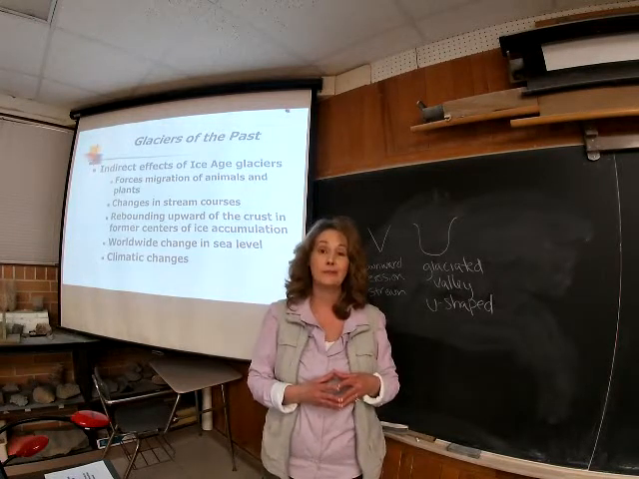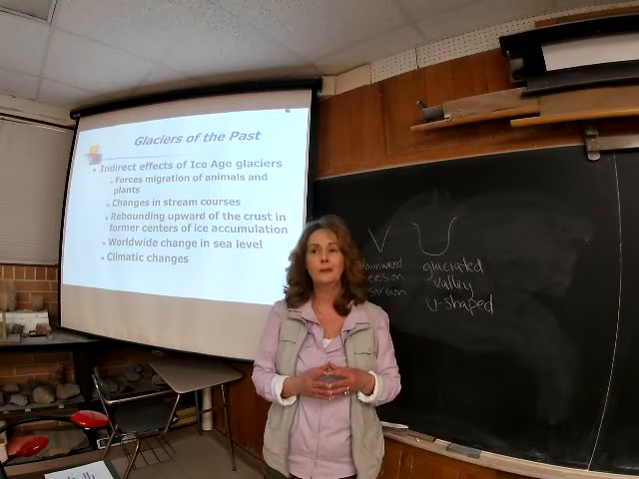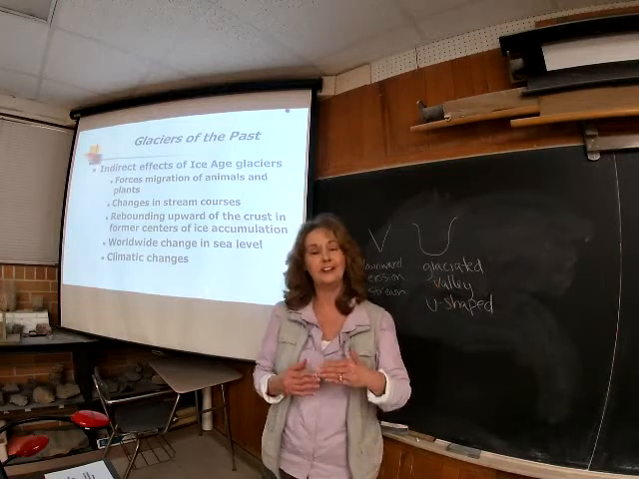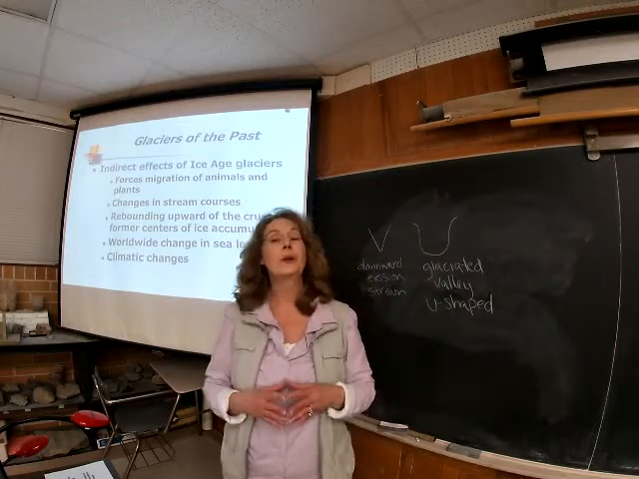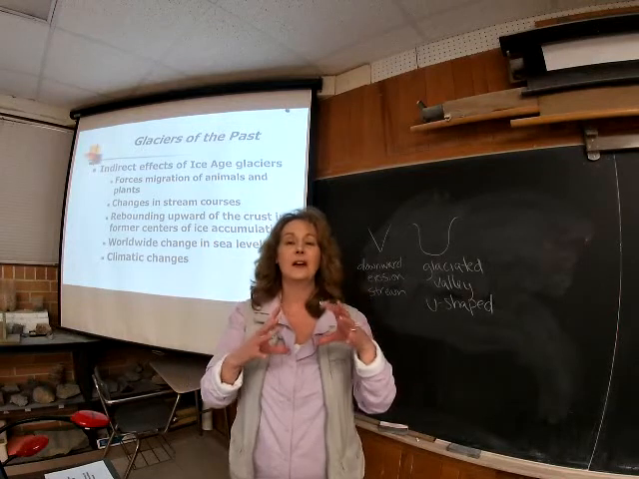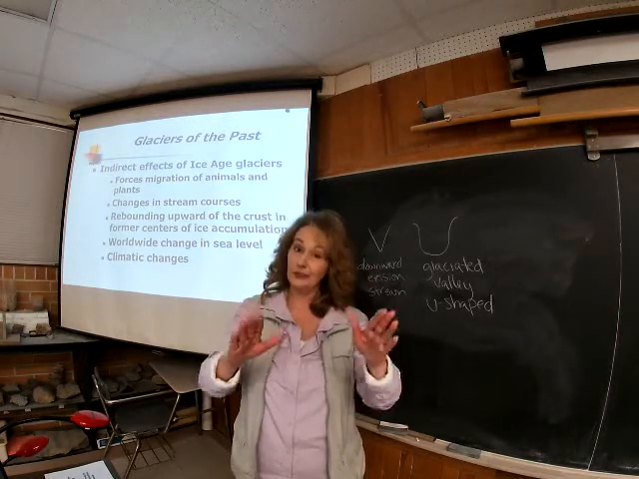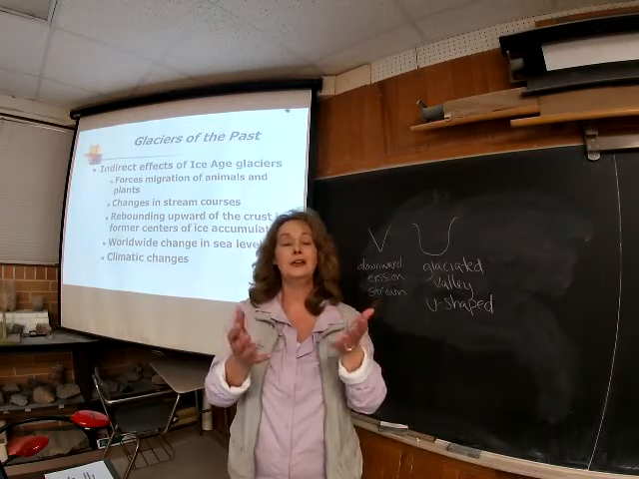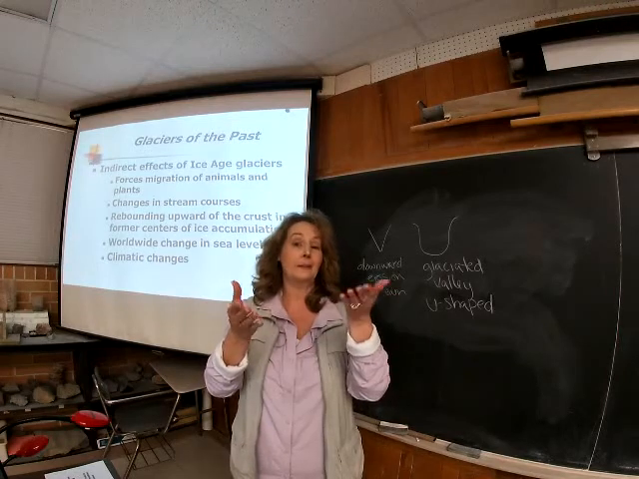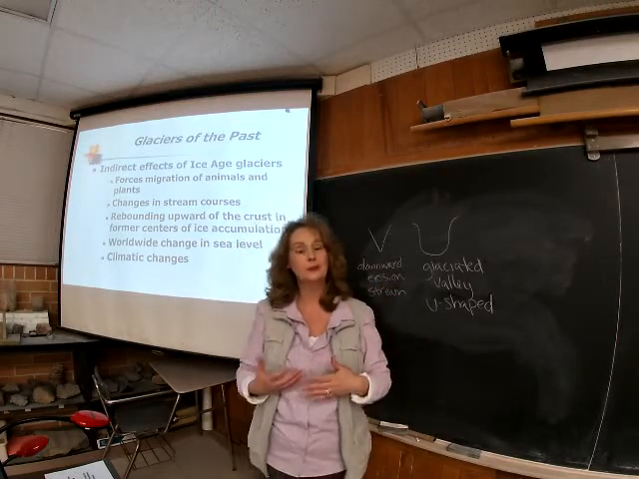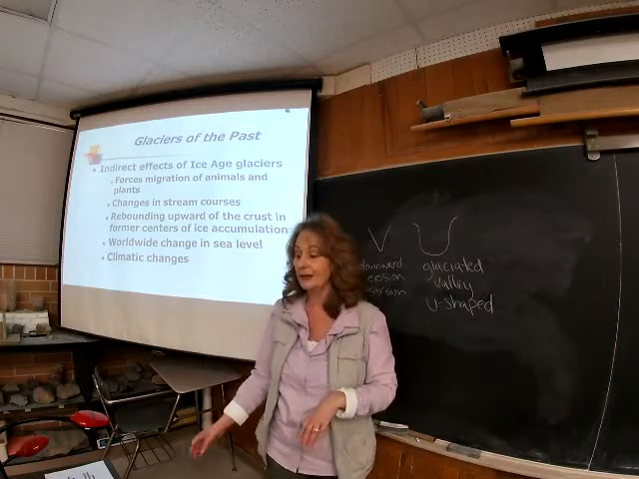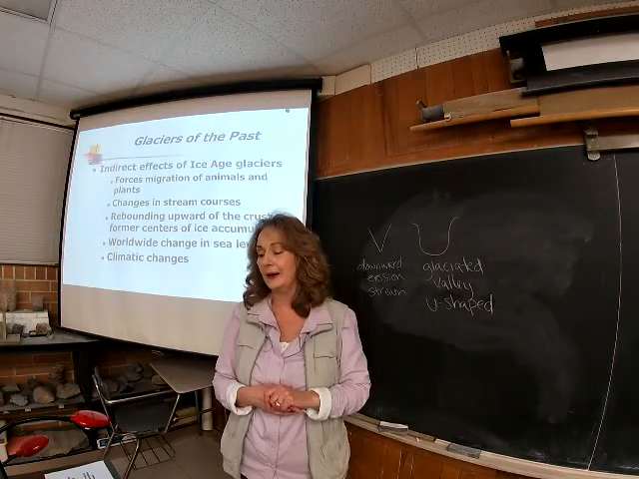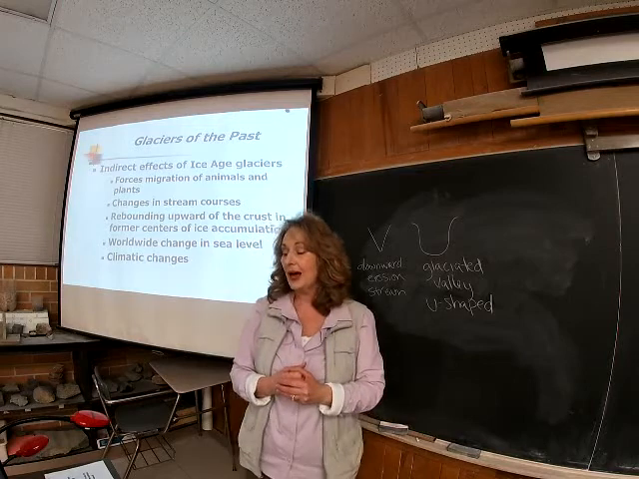It could change stream courses. We already mentioned in chapter 4 how the Mississippi River has changed courses, right? The Arkansas River has changed courses. So when you get all of that mass of ice on the land, it's actually going to bow down the land a little bit, right? And then when the glaciers recede or melt, it's going to rebound a little bit. So the path that the rivers and the streams are going to go can change over time. We did see some of that, even just with our Mississippi River that we talked quite a bit about. But changes in stream courses.